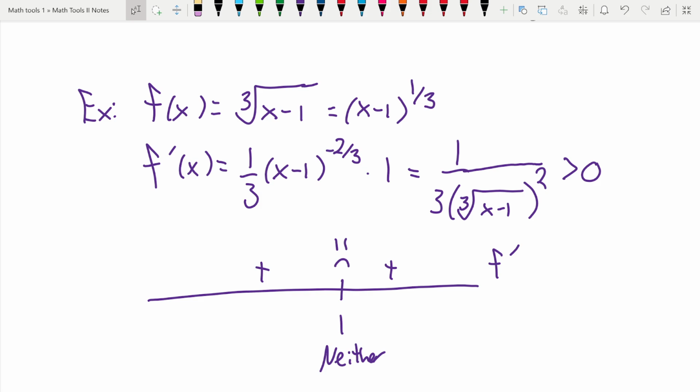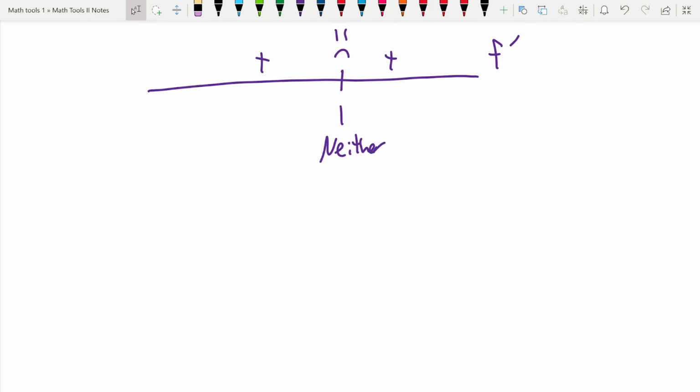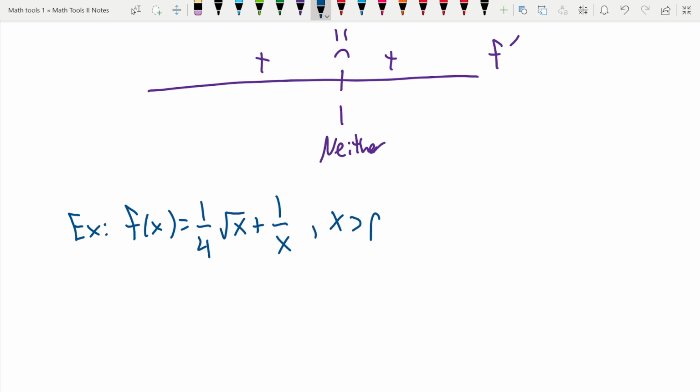Okay, let's do one more example here. So let's look at another kind of weird one. A lot of times it'll just be asking for a polynomial or something, and those are a little bit easier to do as long as they're factorable. So let's look at this one, and it's important to note that this specifies x has to be greater than 0, which would make sense because the square root function has to be greater than or equal to 0, and 0 doesn't work in the 1 over x part.